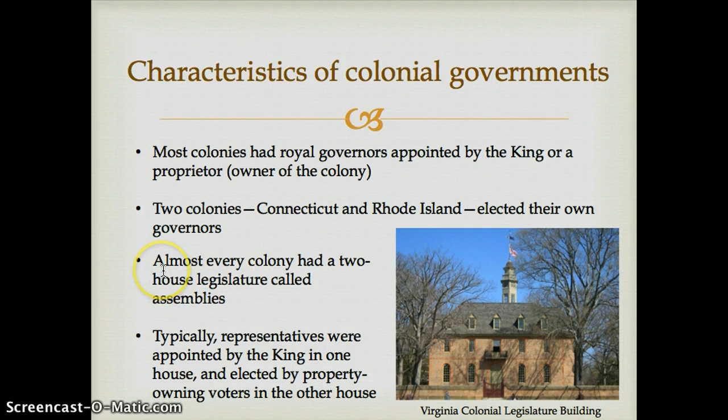So that was the executive branch of the colonies. They also had a legislative branch, so the branch of government that would make laws. And almost every colony had a two-house legislature, and these were called assemblies. So just like our Congress today in the United States has two houses, the House of Representatives and the Senate, most colonial assemblies at the time also had two houses. And typically, in one house, the representatives were appointed by the king, and in the other house, the representatives were elected by property-owning voters.